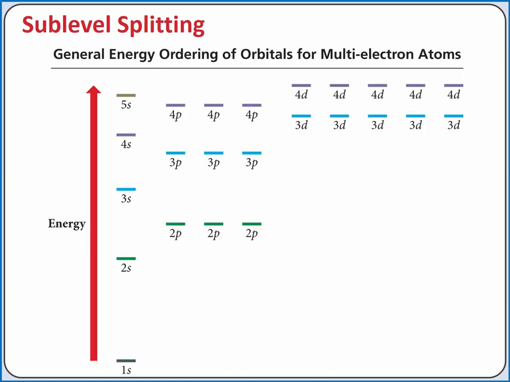The overall effect is sublevel splitting. This becomes important because it dictates the order in which orbitals fill in a multi-electron atom. We'll also see later in this session that the general order of filling can also be determined from the periodic table.